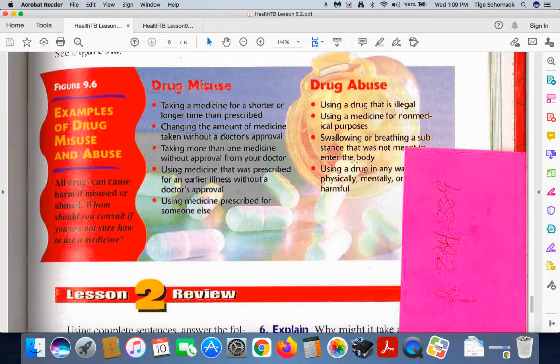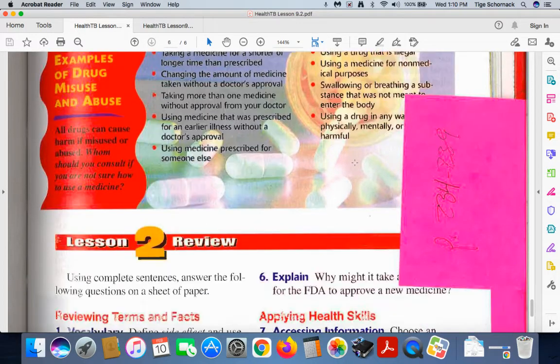Drug abuse: using a drug that is illegal. We'll talk about that in just a second. Using a medicine for a non-medicinal purpose. Swallowing or breathing a substance that was not meant to enter the body. Using a drug in a way that physically, mentally, or socially is harmful.